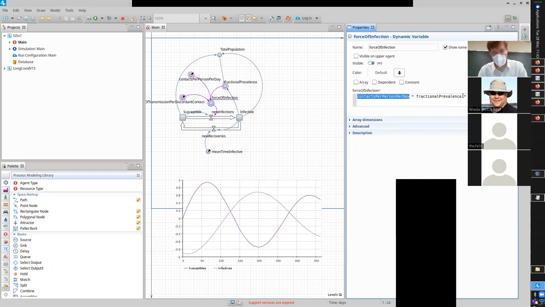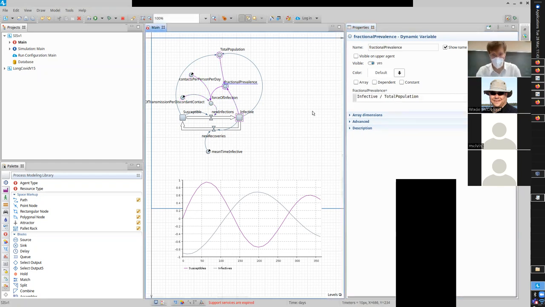Contacts per person per day, say 100, times fractional prevalence, say 50%. So that's 50 infectives per day that they mix with, and maybe each of them confers a 0.01 chance of infection. So they have a 50% per day chance of getting infected. Does that make sense? Okay. So that was the force of infection. And in this model, you could just read this off. I provided you with the model. Remember, the fractional prevalence is just infective divided by population. And then new recoveries is just infective divided by mean time infective.